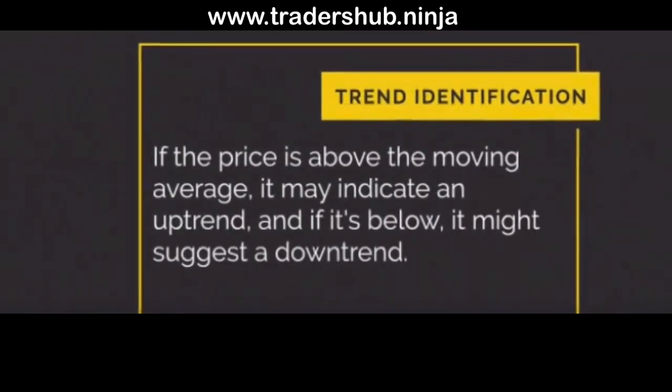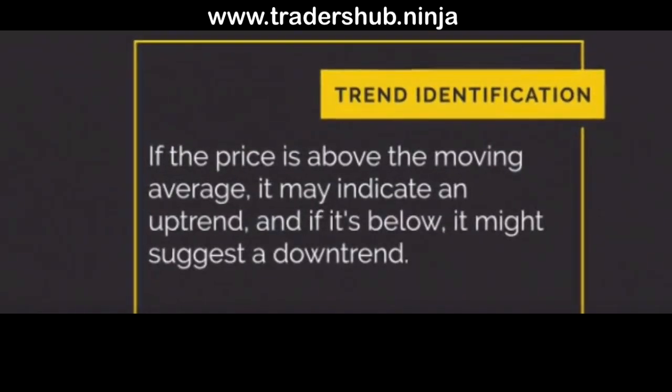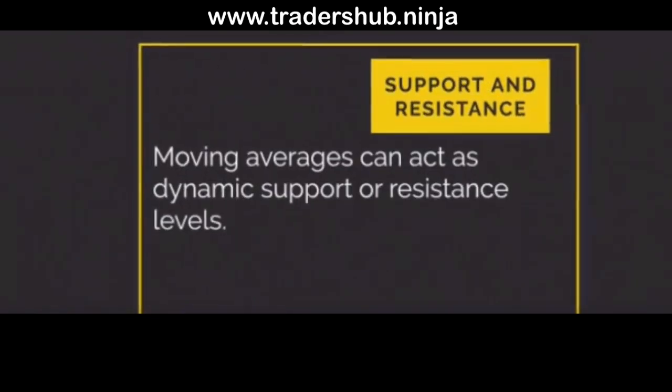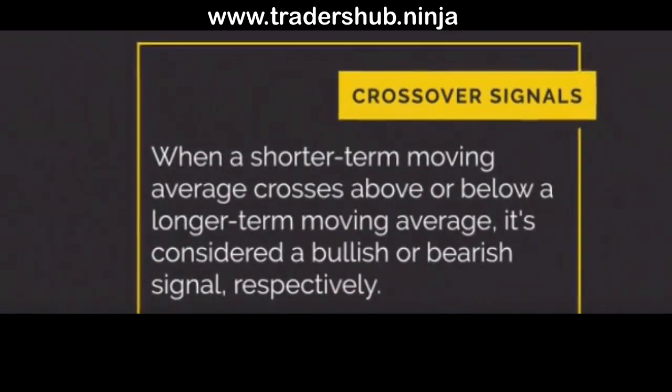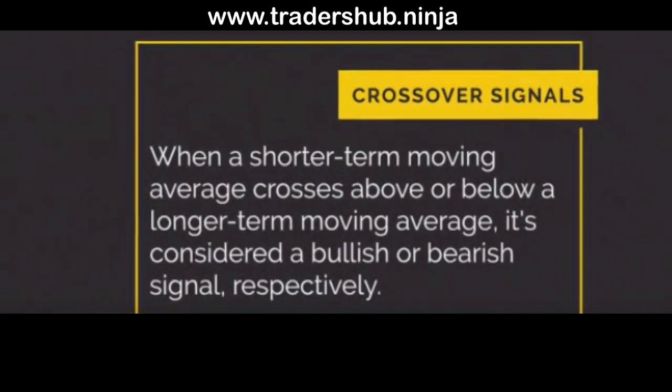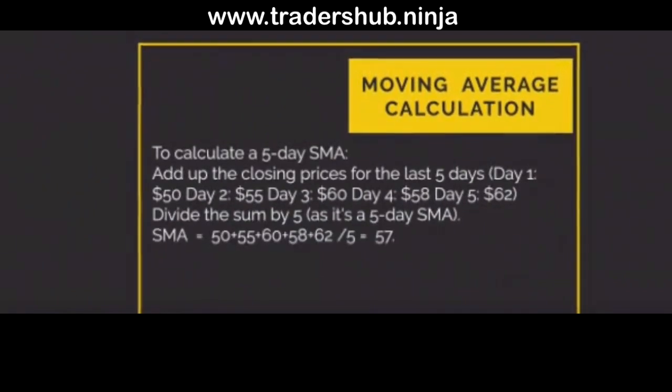Uses of moving average indicator. To identify the trend: if the price is above the moving average, it may indicate an uptrend, and if it is below, it may suggest a downtrend. Moving average can act as a dynamic support or resistance level. Crossover signal: when a short-term moving average crosses above or below a long-term moving average, it is considered a bullish or bearish signal respectively.